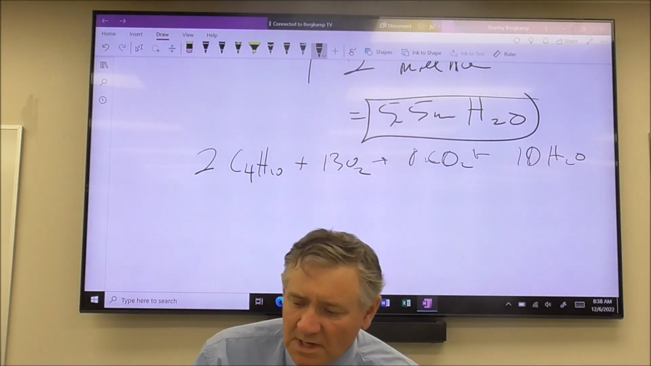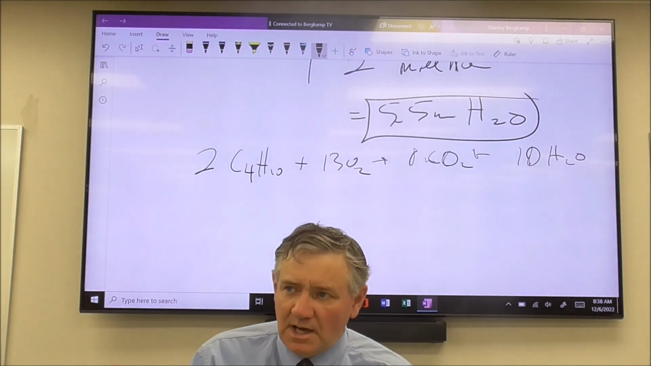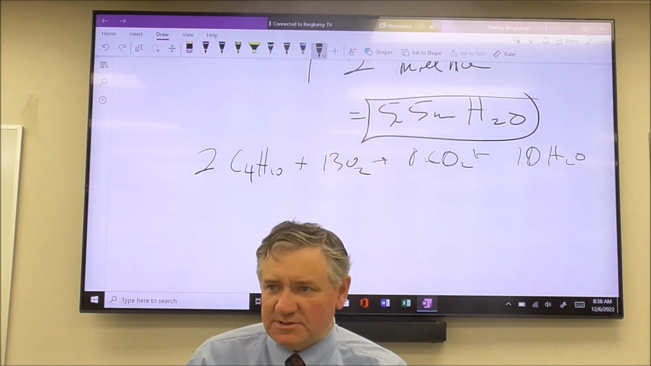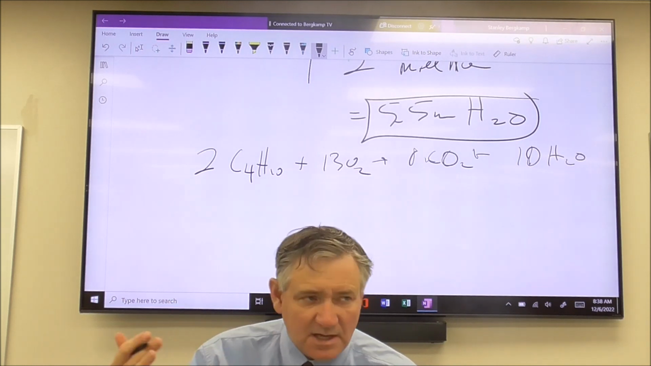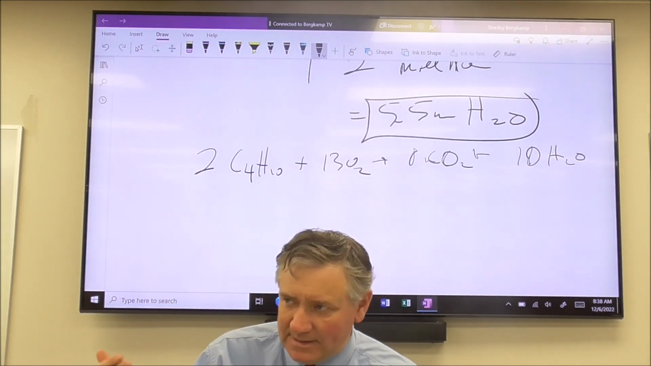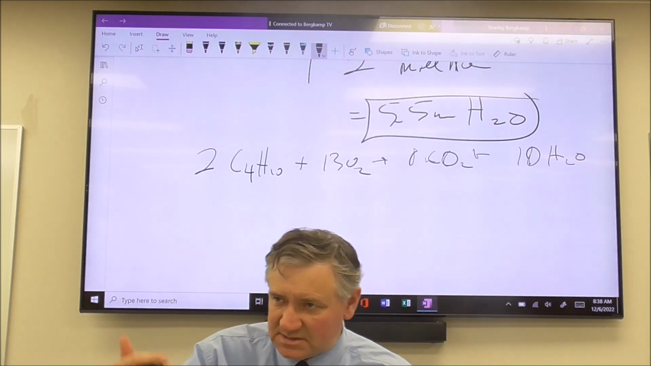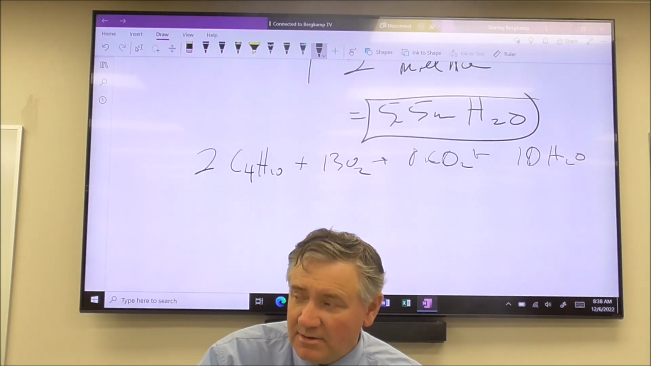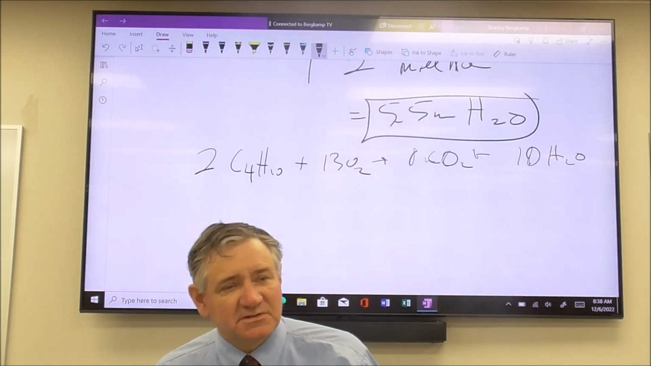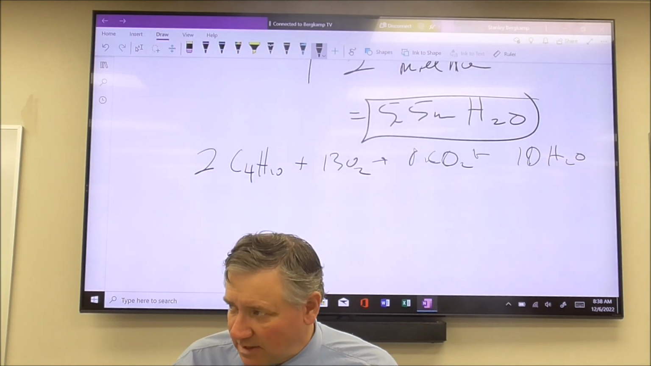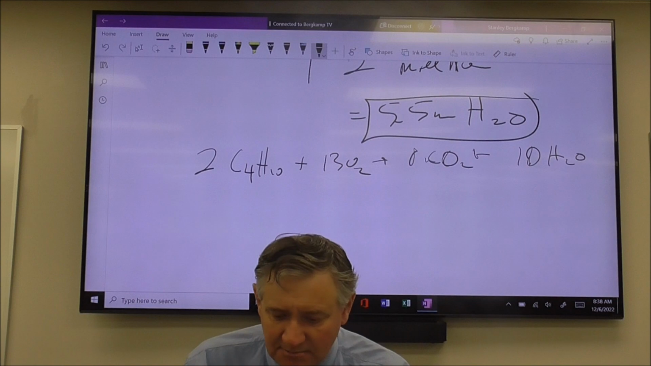Now this is a little bit more complicated because none of these are in a 1-to-1 ratio. Okay? All of these have different ratios, a 2, a 13, an 8, and a 10. Okay? So now I kind of stepped it up a little bit more. It's the exact same process, okay? But now the numbers aren't going to work out as nicely. That's all. But it's the exact same process.